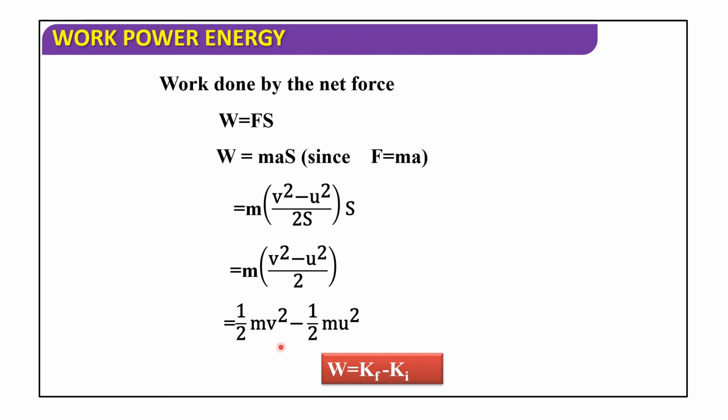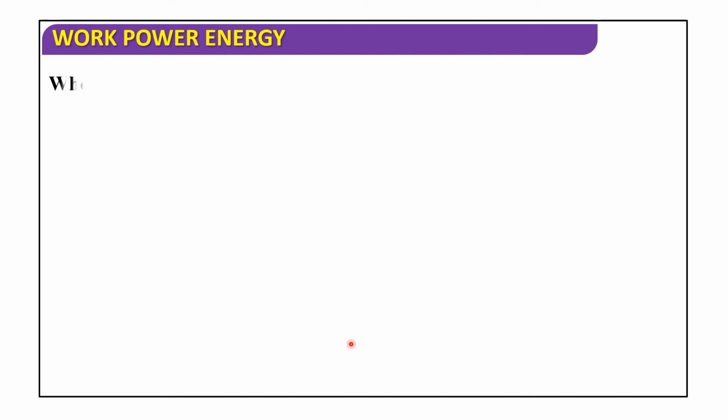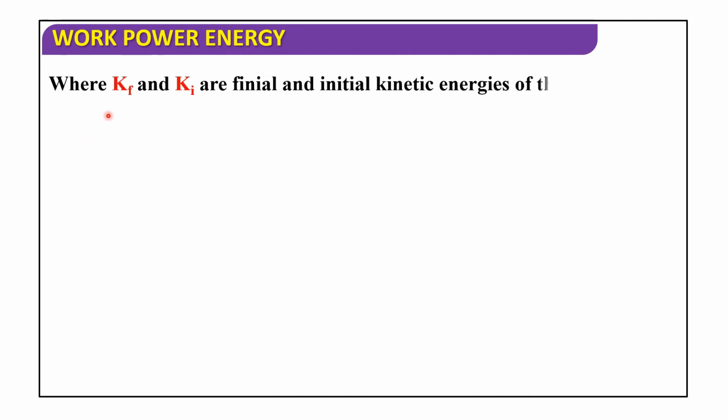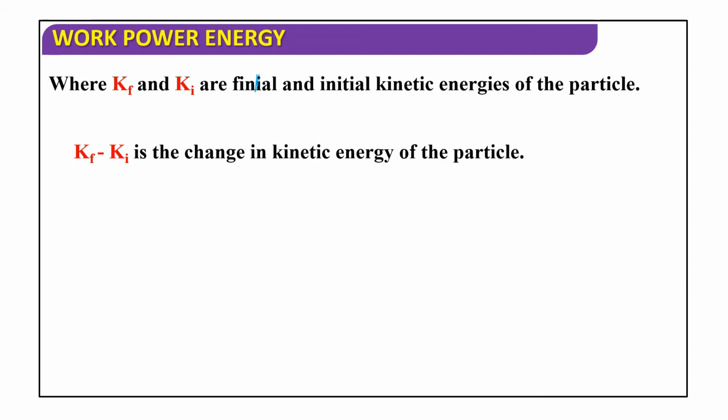Half mv square minus half mu square, where Kf and Ki are the final and initial kinetic energies. Kf minus Ki is the change in kinetic energy of the particle. Hence, the theorem is proved.